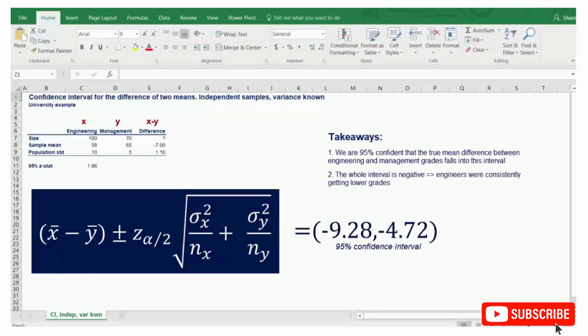This is because we were calculating engineering grade minus management grade. As the engineers were consistently getting lower grades, the difference is negative. Had we calculated the difference as management minus engineering, we would have obtained a confidence interval between 4.72 and 9.28, completely symmetrical around 0. Alright, great.